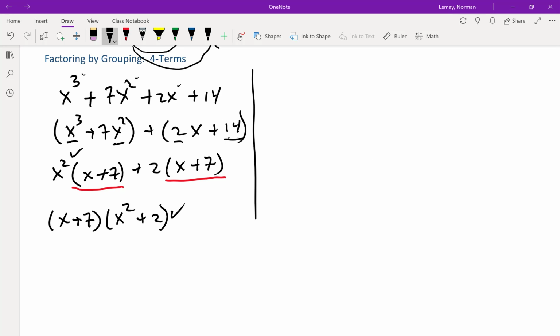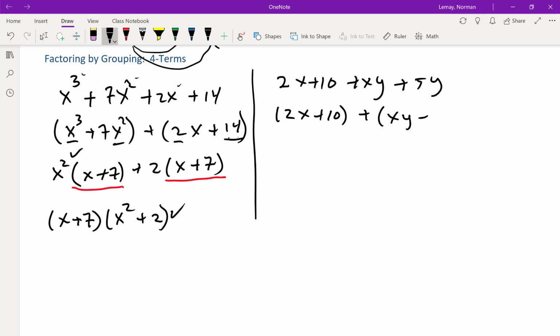This one's going to involve 2 variables. So let's note that we have 2x plus 10 plus an xy plus 5y. And again, here I got 4 terms already kind of arranged for us. So let's group the first 2 terms together. I get 2x plus 10 plus, and group the second 2 terms, xy plus 5y.